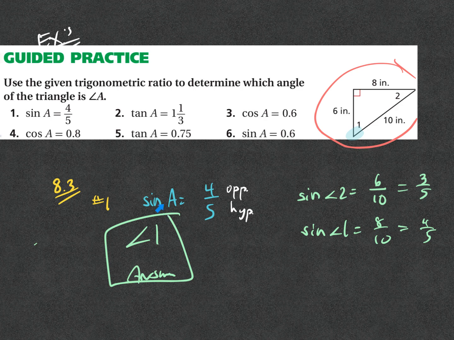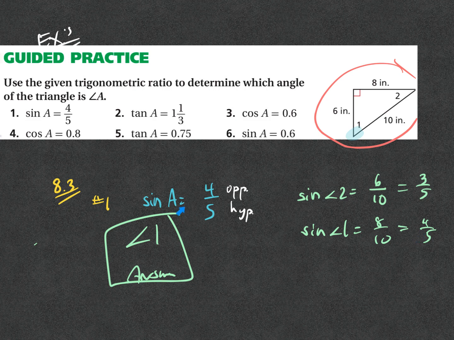We know that the sine ratio is 4/5, and that represents the ratio of opposite side divided by hypotenuse. So are we at angle 1 when the opposite and hypotenuse have a ratio of 4:5? Let's see. At angle 1, the opposite side is 8, and the hypotenuse is 10. So sine of angle 1 is the opposite side over the hypotenuse, which reduces to 4/5.